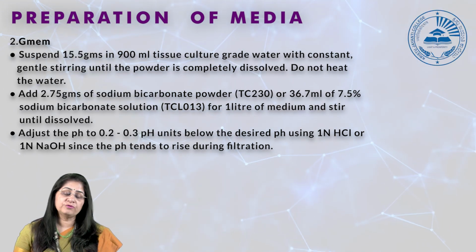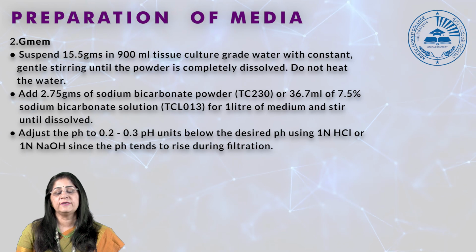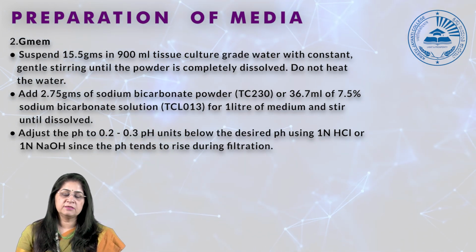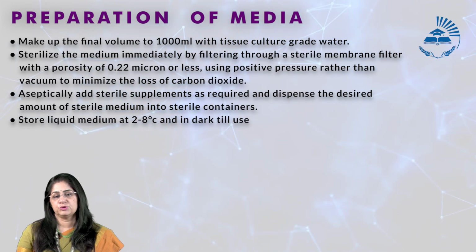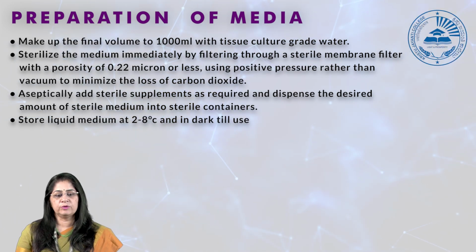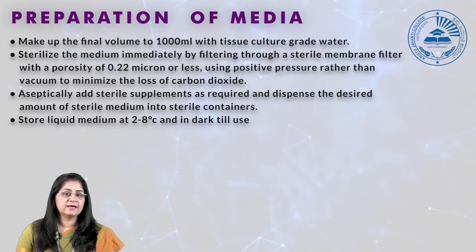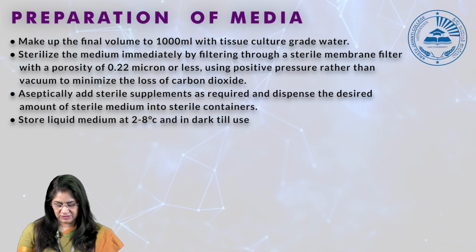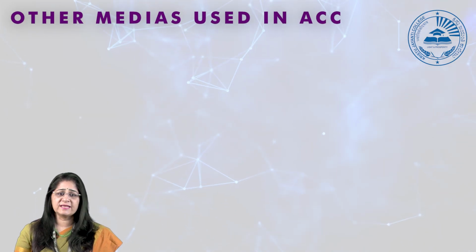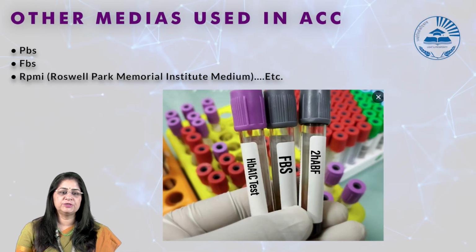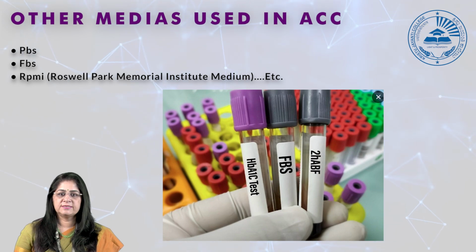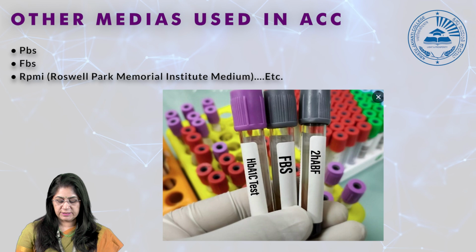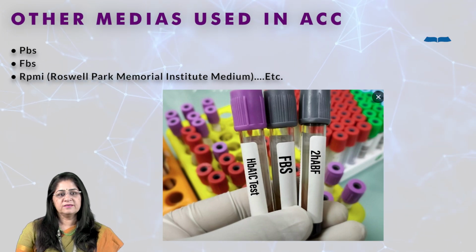On the day you are growing the cells, you can add the serum into it, 10% FBS, make up the media, and then add it to the cells to grow. Usually store the liquid medium at 2 to 8 degrees Celsius and in the dark till use. Always open the media only inside the biosafety cabinet. These are the other components used in animal cell culture, the PBS. Of course, FBS is used as a supplement for growth, the serum, and RPMI is a commonly used media. And these are the references.